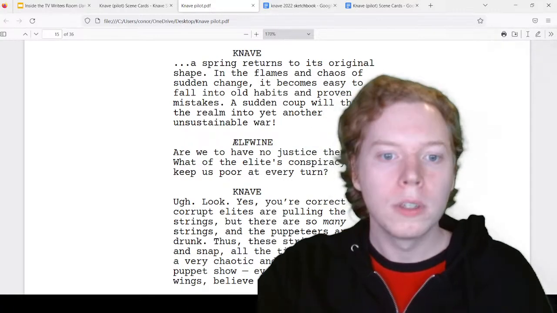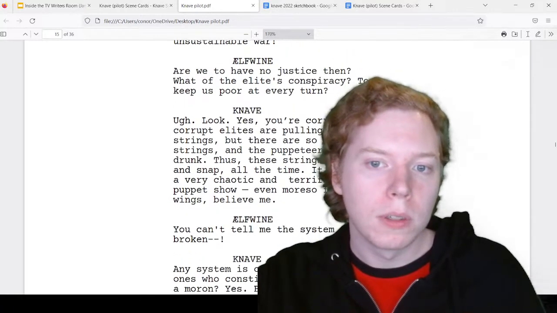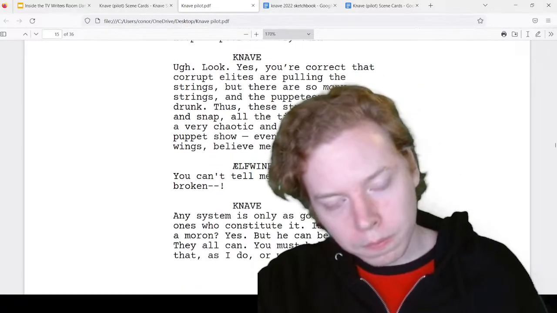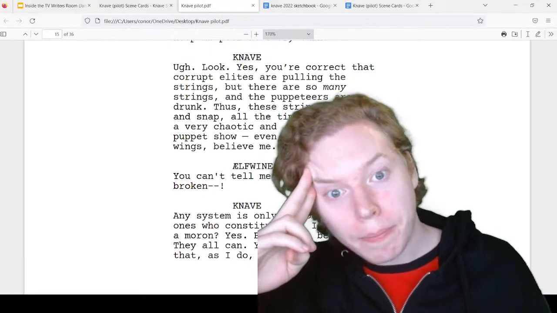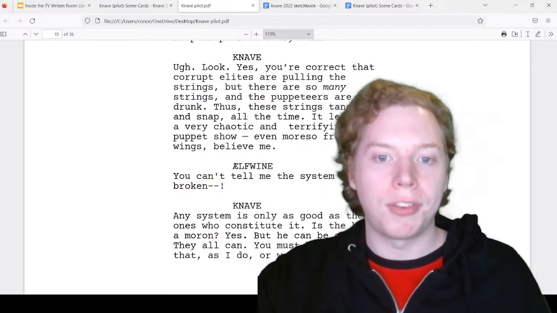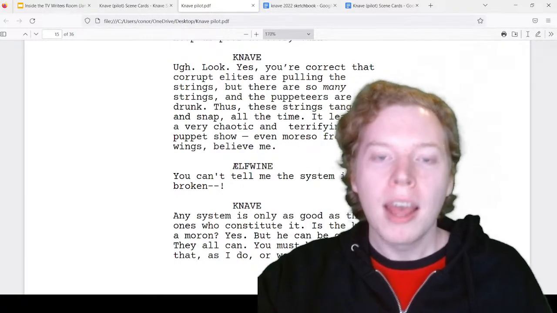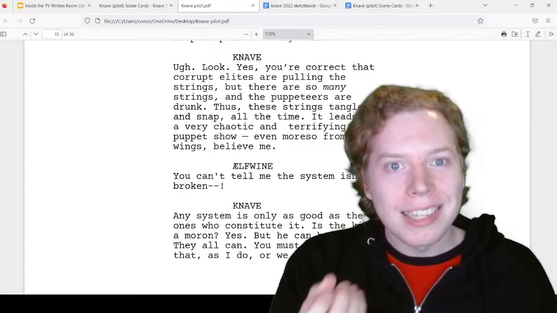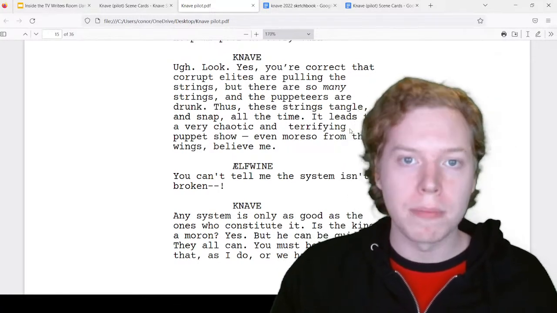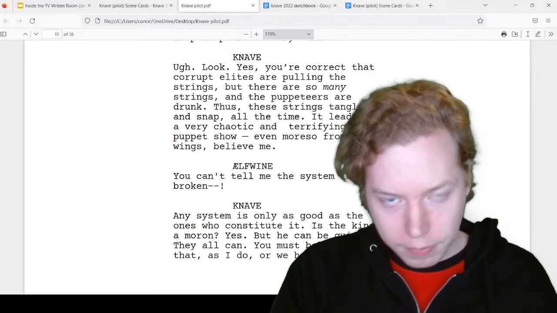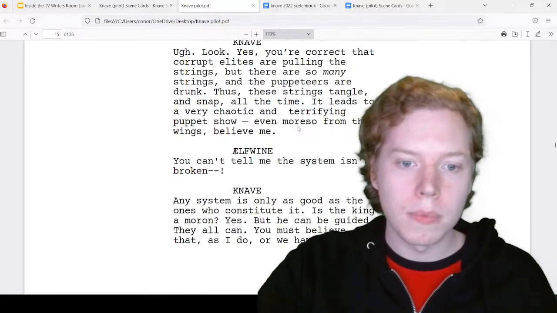Are we to have no justice, then? What of the elite's conspiracy? Keep us poor at every turn. Look, yes, you're correct that corrupt elites are pulling the strings, but there are so many strings, and the puppeteers are drunk. Thus these strings tangle and snap all the time. It leads to a very chaotic and terrifying puppet show, even more so from the wings, believe me. You can't tell me the system ain't broken.